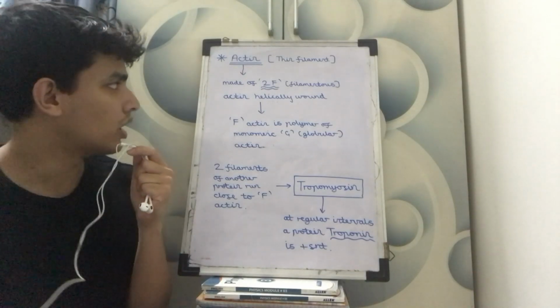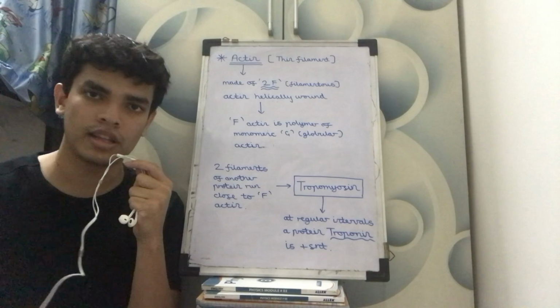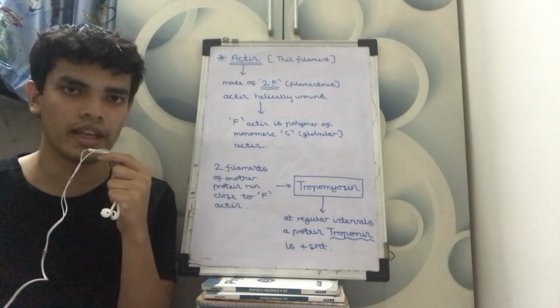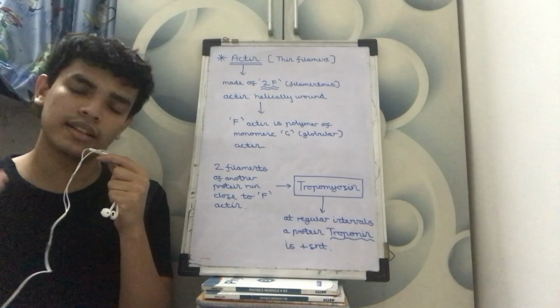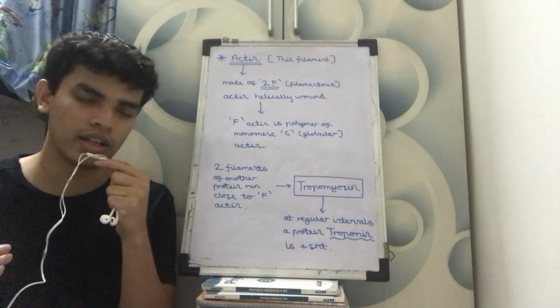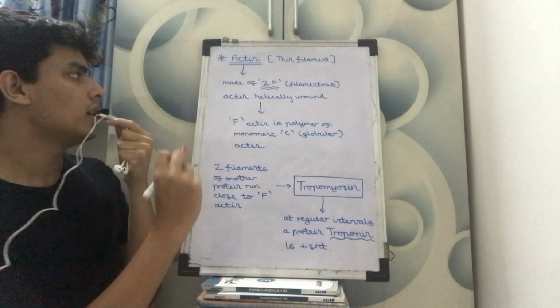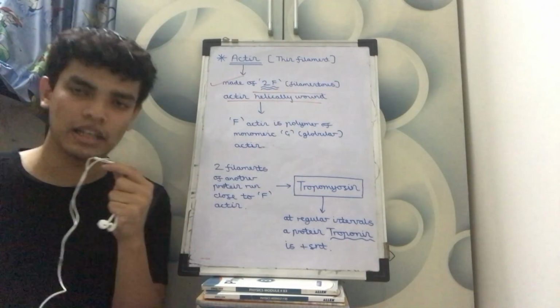So now let's start with the individual proteins, the actin and the myosin. Individually we will study them, and after that we will go to the mechanism. So actin is also subdivided into how it is made and what it is made of, and there is a diagram of it given in NCERT. So now I'll start. Actin is made of two filamentous actins helically wound.